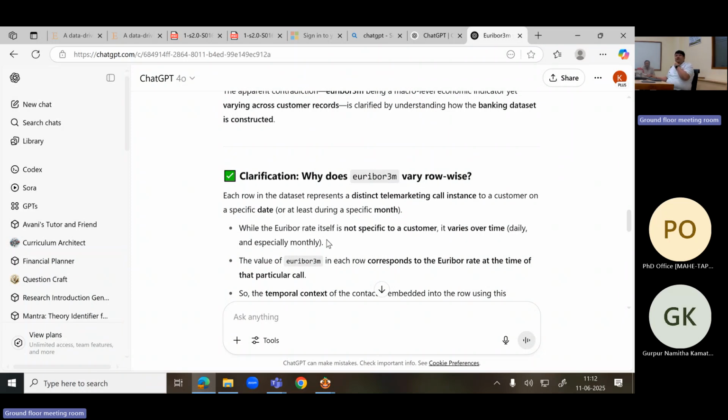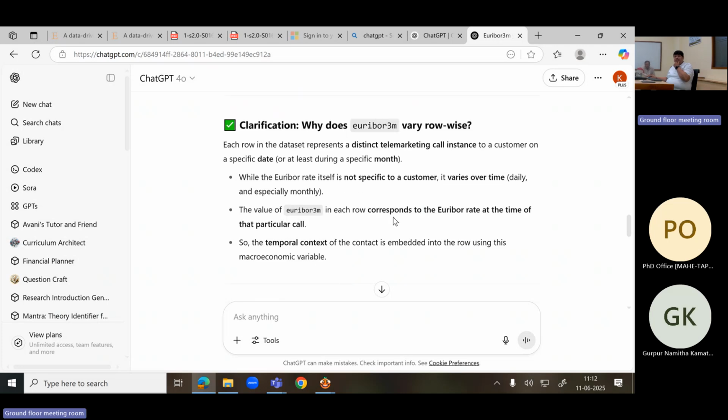While the Euribor rate itself is not specific to a customer, it varies over time, daily and especially monthly. The value of Euribor 3M in each row corresponds to the Euribor rate at the time of that particular call. So the temporal context of the contact is embedded into the row using this macroeconomic variable.